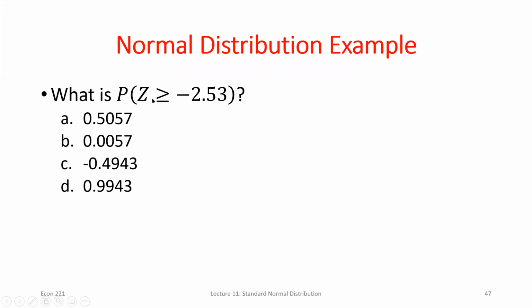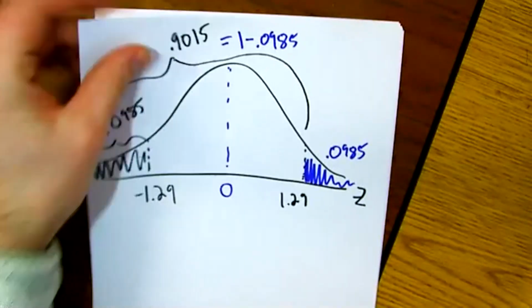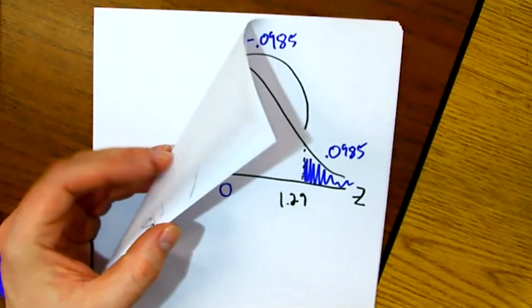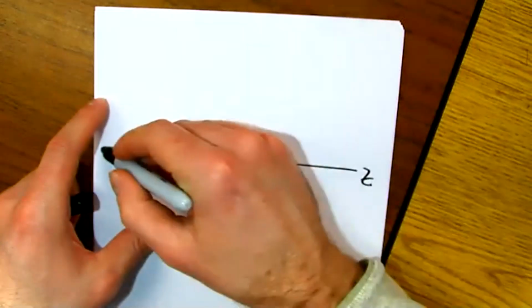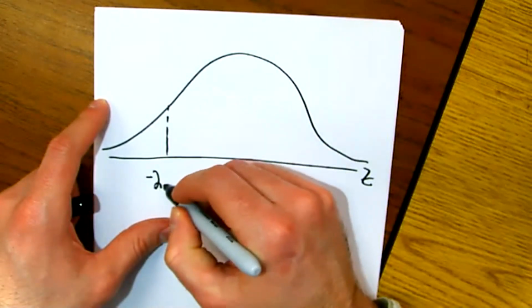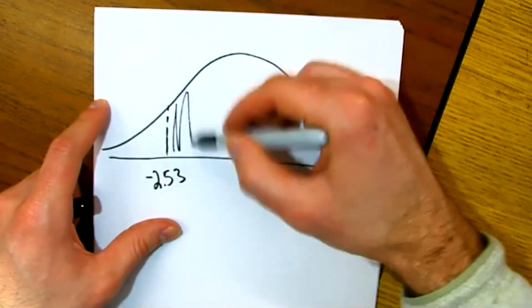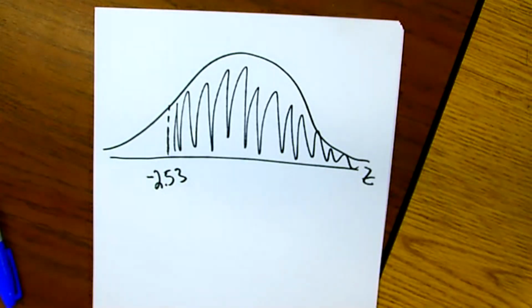What if I wanted the probability that z is greater than or equal to negative 2.53? Well, first of all, let's draw out what this would look like. A lot of times drawing things out is going to help you eliminate some answers really quickly, and at least give you an idea of the ballpark for where that probability should be. So if I wanted the probability that I see negative 2.53 or greater, what do I know that probability has to be greater than?